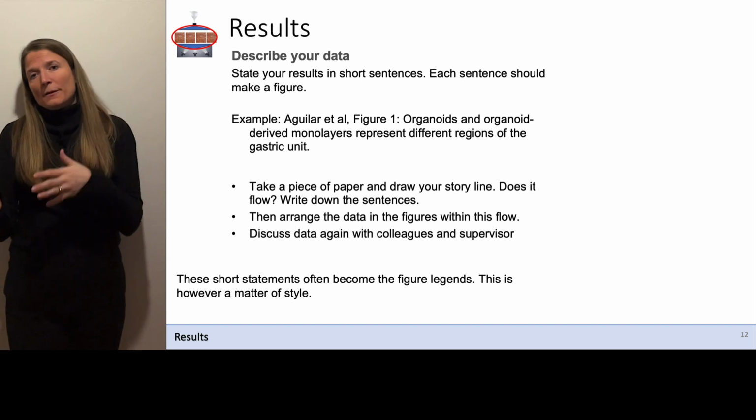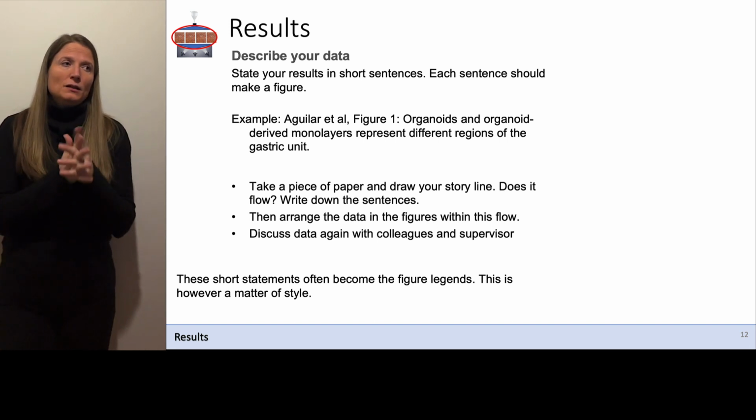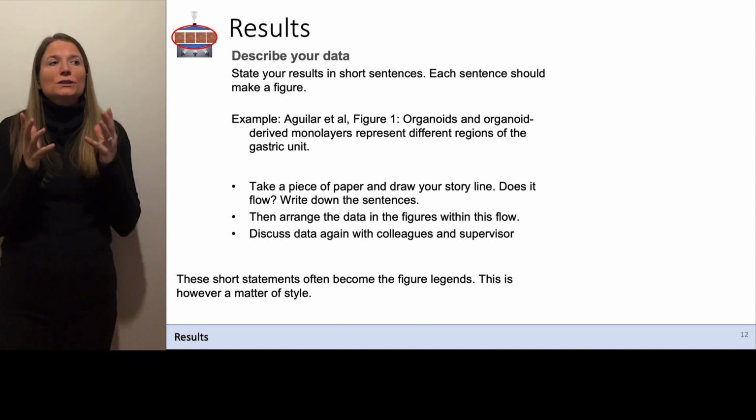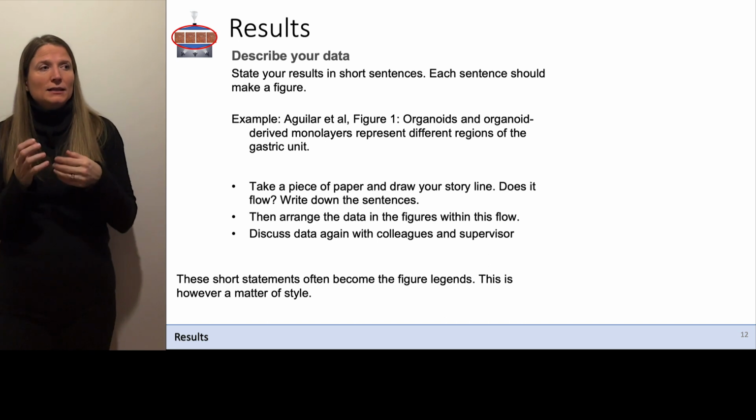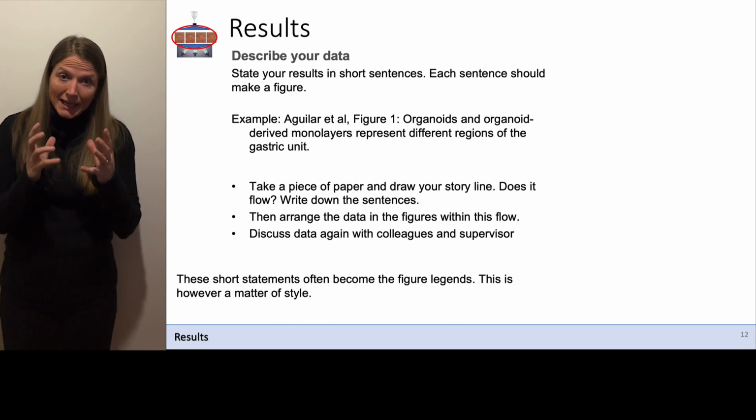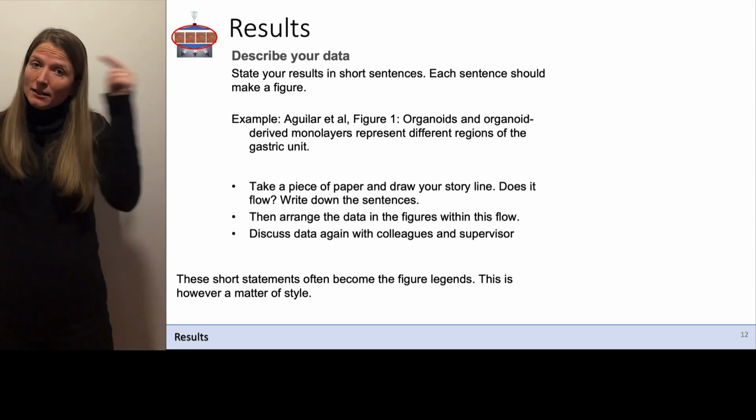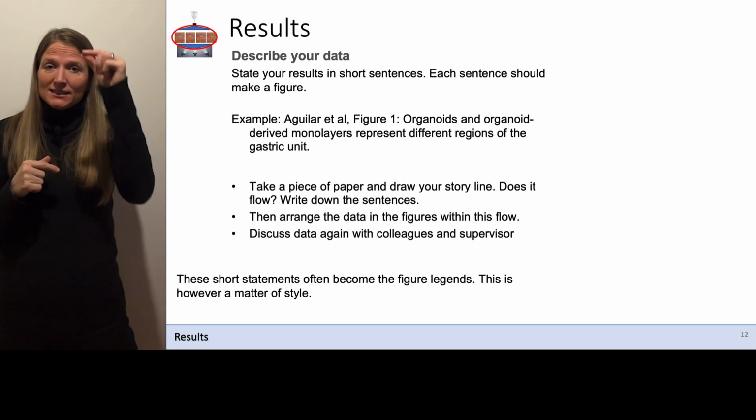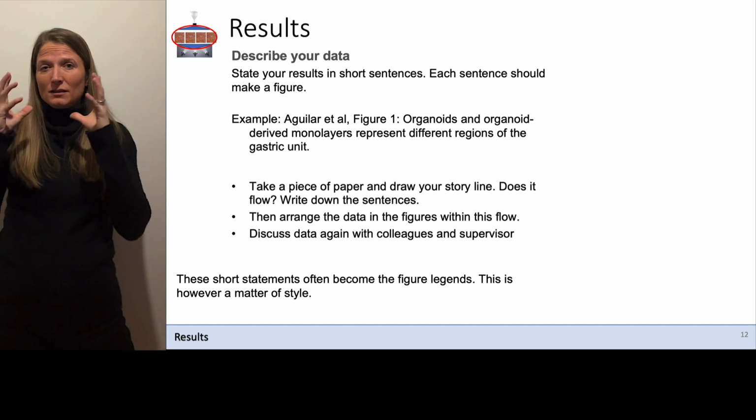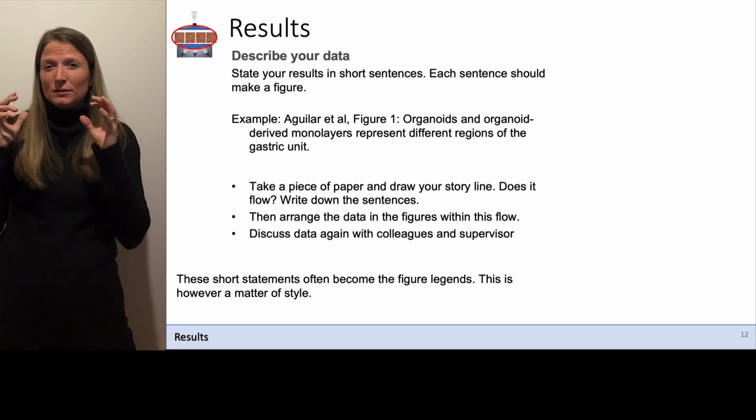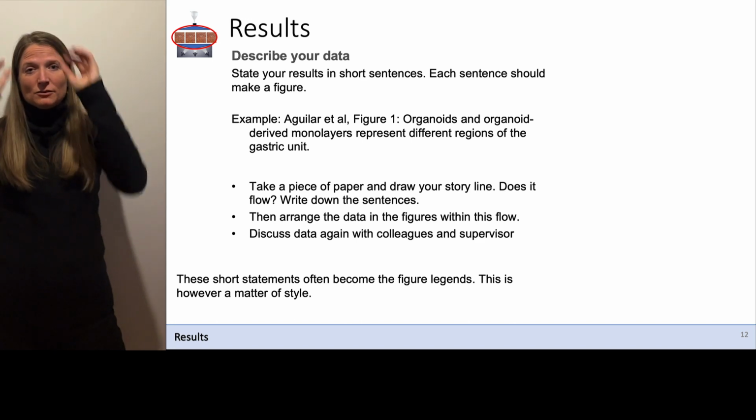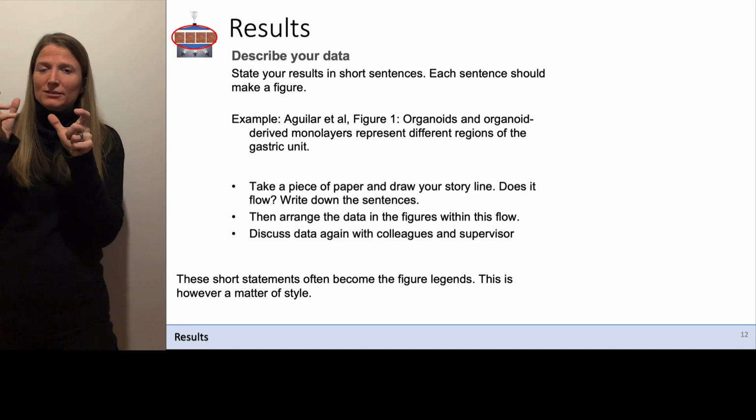One example in the paper that I will use throughout this lecture, Aguilar et al., figure 1, the statement there is: organoids and organoid-derived monolayers represent different regions of the gastric unit. How do we get there? Well, I literally take a large piece of paper and write those sentences on it, and I draw the results that we have fitting to, okay, to make this statement, I need this piece of data here and this piece of data here, and there we may still have a gap.